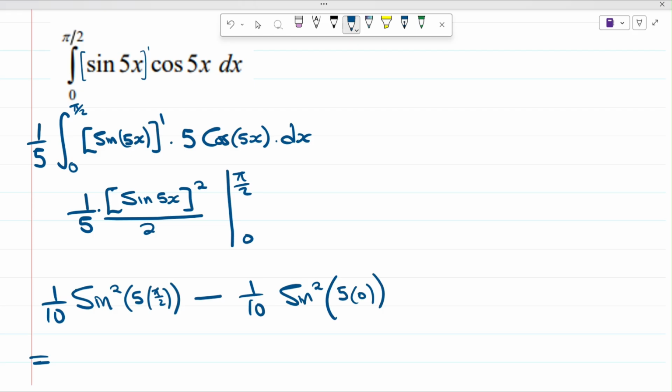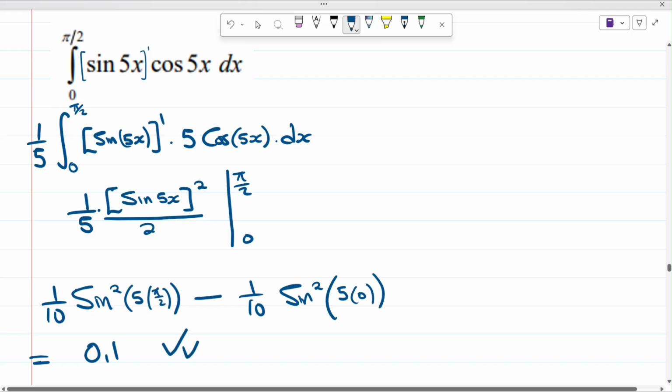So I'm punching in pi over 2. Please be patient with me. I'm still on my calculator trying to get the answer. Minus 1 over 10 sine of 0, which is 0. I don't have to do this, but I did it. And then I get 0.1. So make sure your calculator is in radians to make sure you get the correct answer. So tada, that's your correct answer.